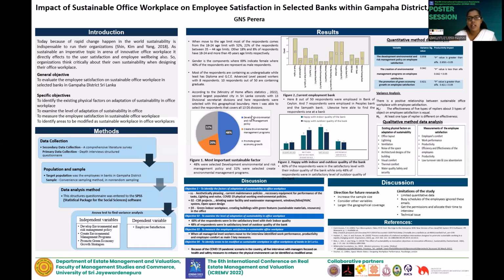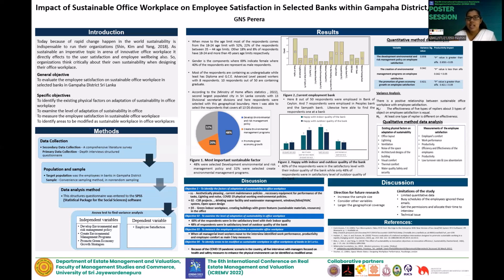The primary data was collected through in-depth interviews as well as a structured questionnaire. The structured questionnaire was done with the selected banks' employees and the sample size is 50. The in-depth interviews were done with managerial level workers, and 6 interviews were conducted. Data analysis was mainly done with the SPSS software, and finally the ANOVA test was used to find the variance between independent and dependent variables.